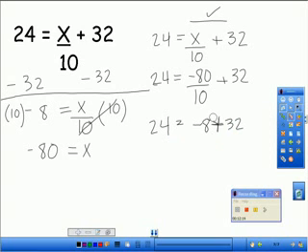This is kind of floppy. Let me fix it up a little bit. Alright, negative 24 equals negative 8 plus 32. 24 does equal 24 because 32 minus 8 is 24. So I know that I got the problem correct. Let's move on to the next one. I think that's it.